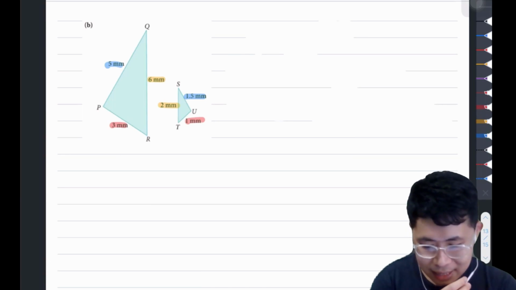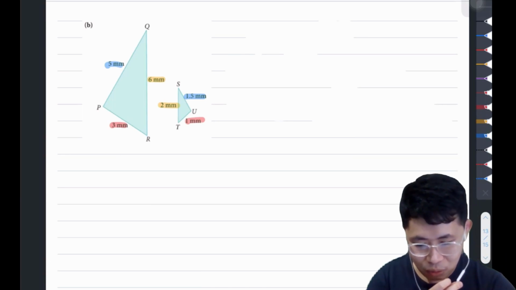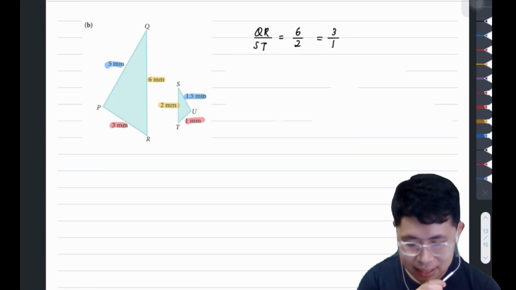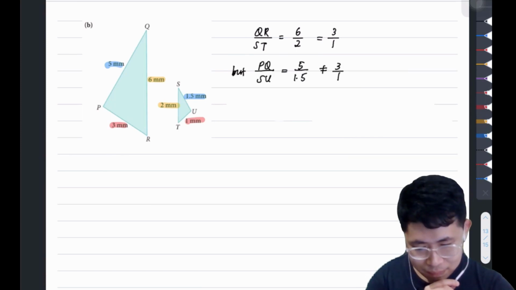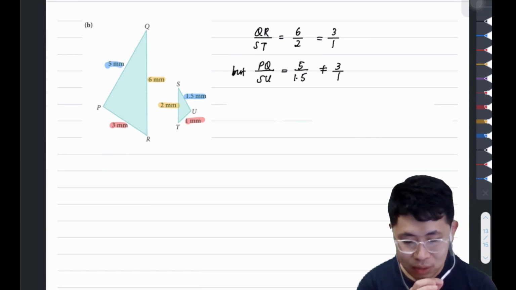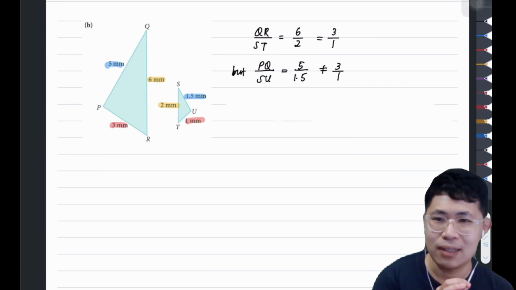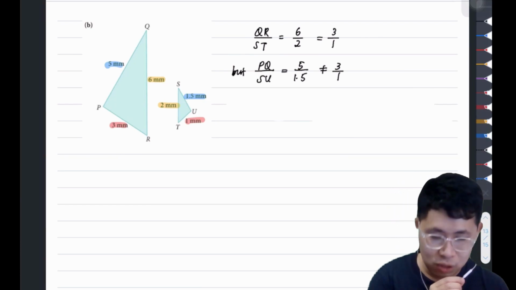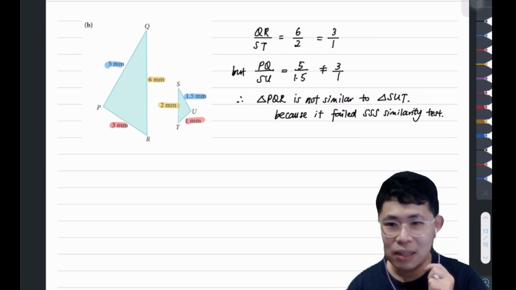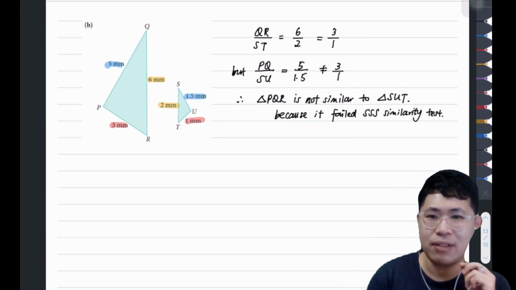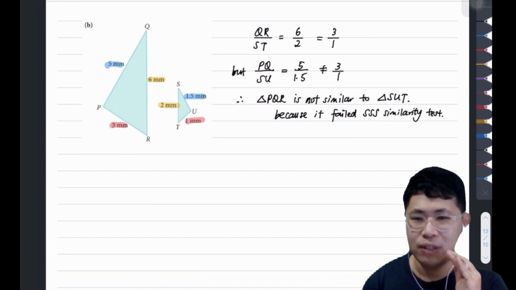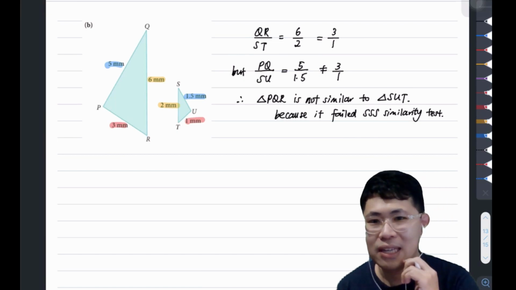So we're going to do the ratio one by one. The first set of ratio, QR and ST, is 3 to 1. But PQ to SU, the blue color one, is not 3 to 1. It's 5 over 1.5, but it's not 3 to 1. Because of that, the two triangles are not similar because it failed the SSS similarity test. We just need to show that one of the ratios is off, then it will fail the SSS similarity test.